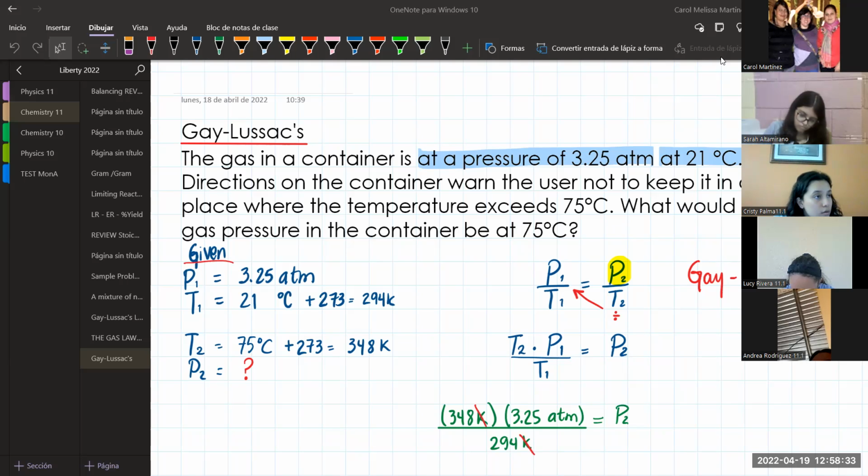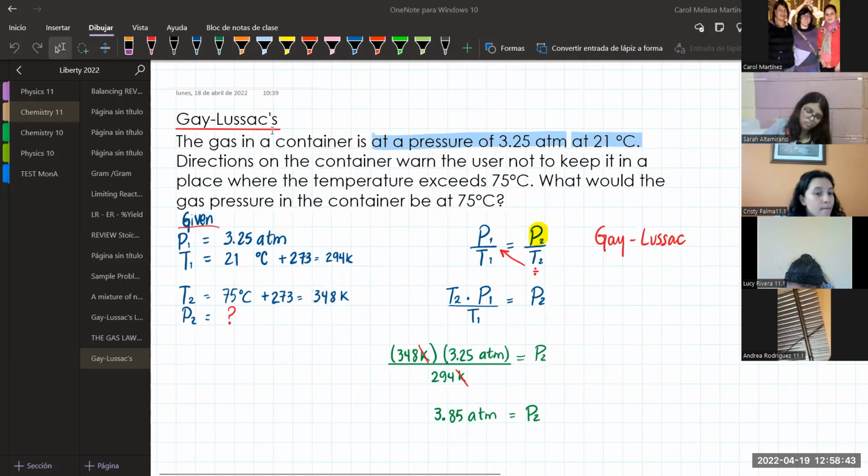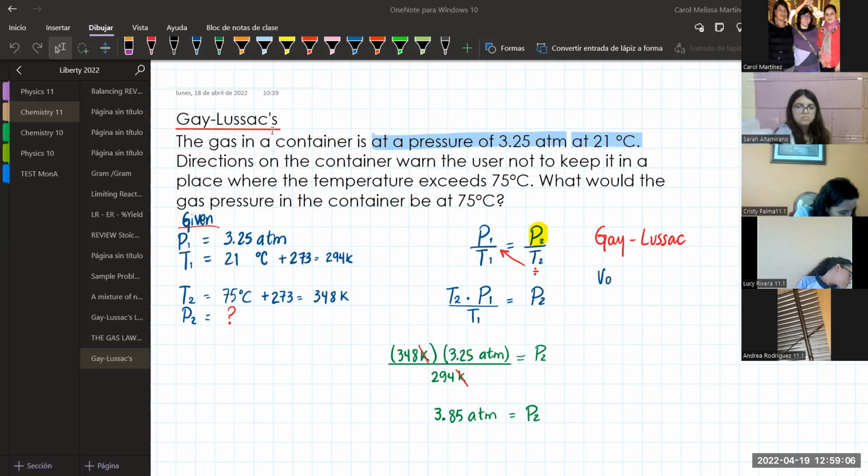3.85 atm. So, the condition here in Gay-Lussac is a closed container, a closed container that is not allowing the gas to spread. It's not like a freely moving piston that moves if the gas expands. No. In Gay-Lussac, we have the condition that the volume is constant.